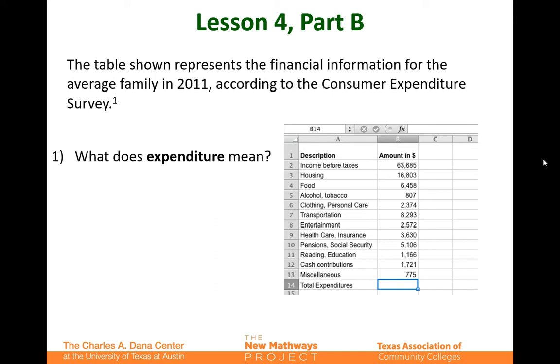What does expenditure mean? An expenditure is simply money spent as opposed to savings. When you get your monthly paycheck, money that goes into savings is not an expenditure. Okay. But housing, food, alcohol, clothing, transportation, entertainment, these are things that you spend money on.